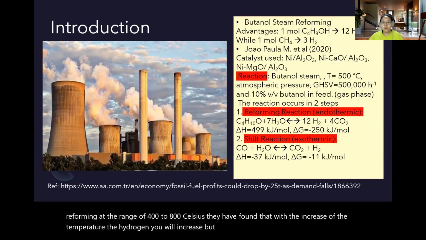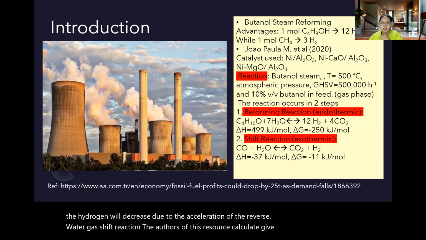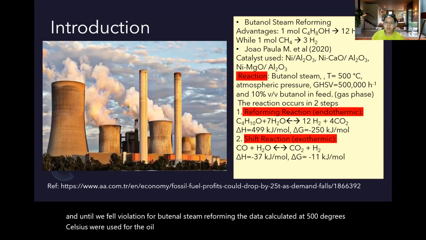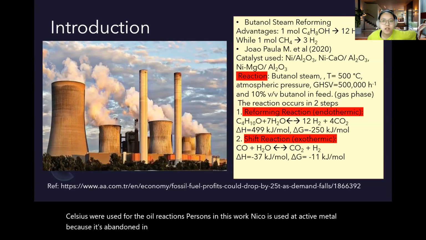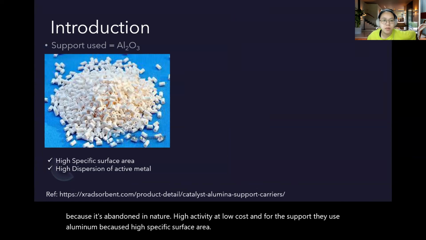But if the temperature goes beyond 800 Celsius, the hydrogen will decrease due to the acceleration of the reverse water gas shift reaction. The authors of this research calculated Gibbs free energy minimization and enthalpy variation for butanol steam reforming. The data calculated at 500 degrees Celsius were used for all reactions present in this work. Nickel is used as the active metal because it's abundant in nature, has high activity and low cost. And for the support, they use alumina because of its high specific surface area and high dispersion of active metal.